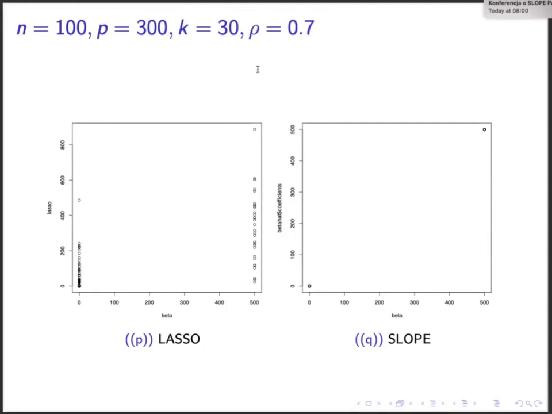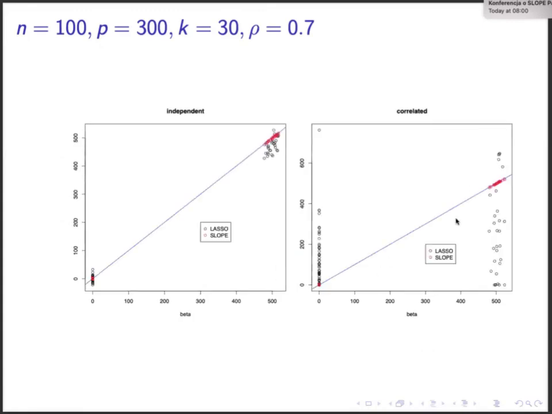Here's another example, which is even more appealing, I think. In the previous example, we had independent regressors. Now we have regressors which are strongly correlated. And you can see that lasso completely cannot separate between zero and non-zero elements, and slope again does a great job in properly identifying, properly sorting, basically properly clustering the elements. And this advantage comes in terms of mean square error and prediction properties.